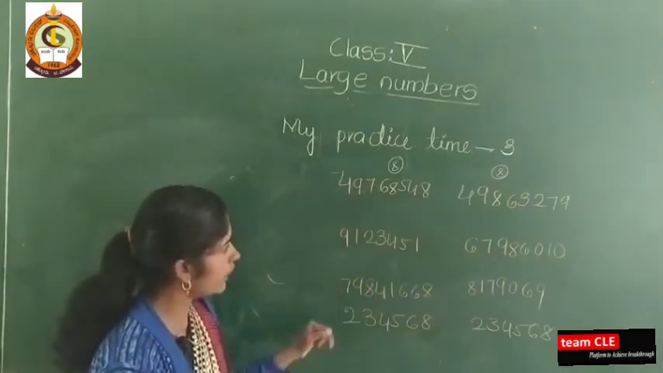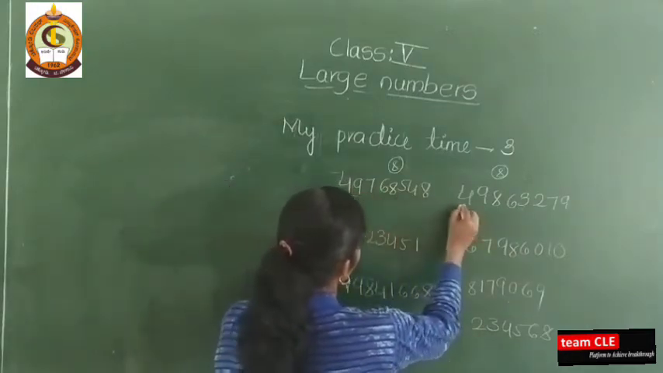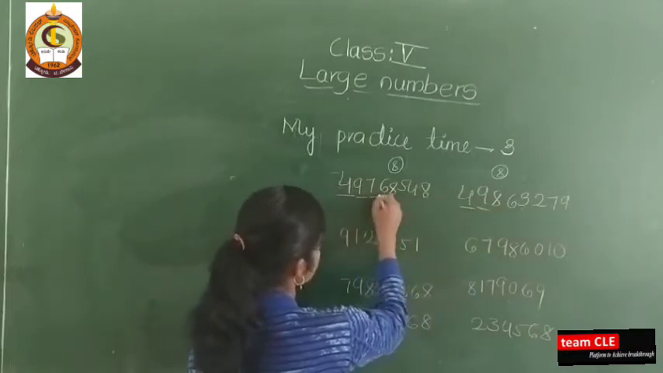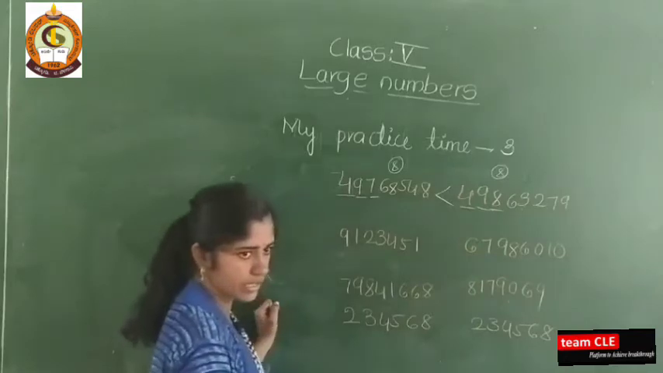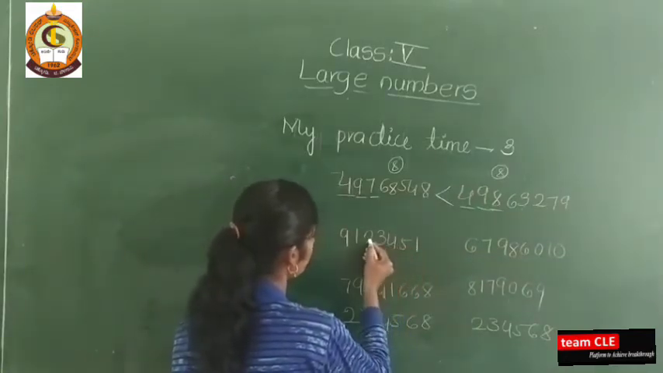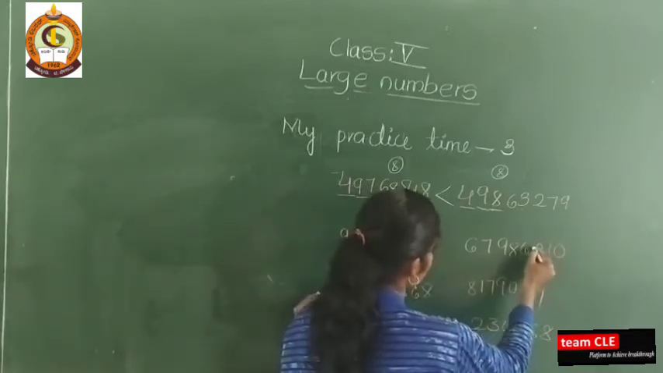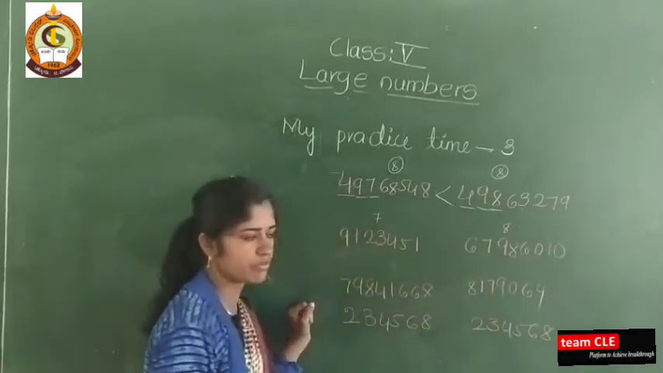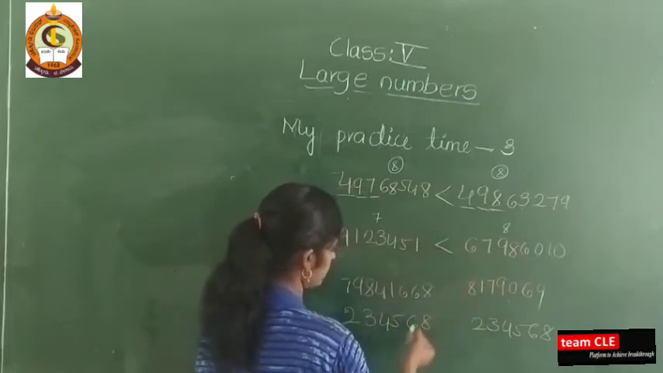Then what to do here? We need to compare this 4, 4 is there. Here also 9, 9 is there. Here 7 is there and here 8 is there. So this is the greatest number. Next count here, how many digits are there? 1, 2, 3, 4, 5, 6, 7. So here 7 digits are there. 1, 2, 3, 4, 5, 6, 7, 8. Here 8 digits are there. Tell me which one is the greatest. Obviously the 8 digit number is the greatest number.